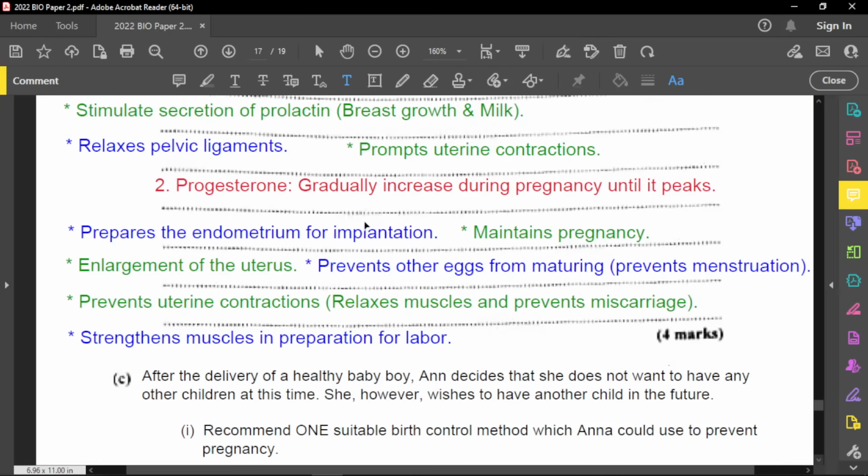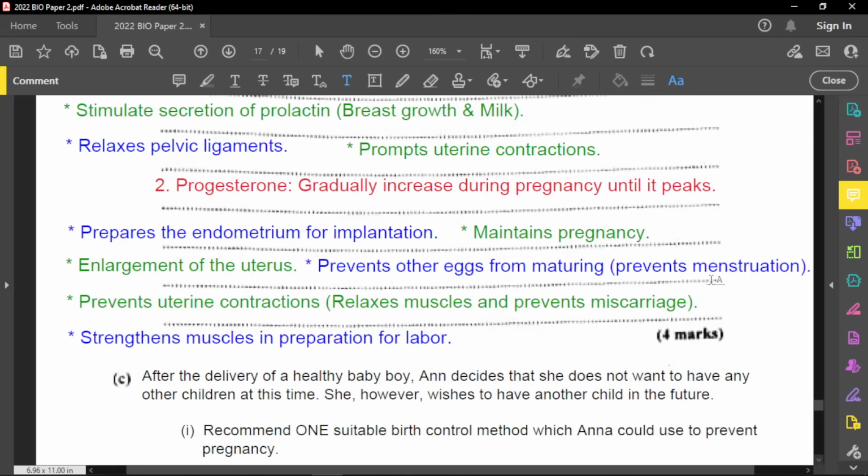Now for progesterone, it does the same thing: it gradually increases during pregnancy until it peaks, or plateaus when it is maximum. The purpose for progesterone doing that is to prepare the endometrium for implantation. That is the early part of pregnancy. It also maintains pregnancy, the entire pregnancy. It also helps to enlarge the uterus, just as estrogen does. It prevents other eggs from maturing, because once you become pregnant, it will prevent those eggs from maturing, to prevent menstruation, because if you start to menstruate, it can also decrease the wall of the uterus.